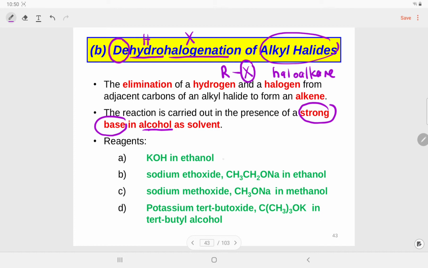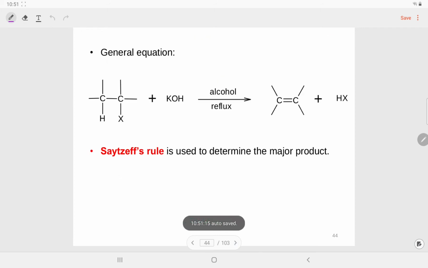Alcohol, ethanol, and another one is reflux. This is our condition, and this is our solvent. Okay, so sodium ethoxide, ethanol, and reflux. And then sodium ethoxide, methanol, reflux, and potassium tert-butoxide in tert-butyl alcohol. It means another condition is also the presence of reflux. So this is a general chemical equation for dehydrohalogenation.